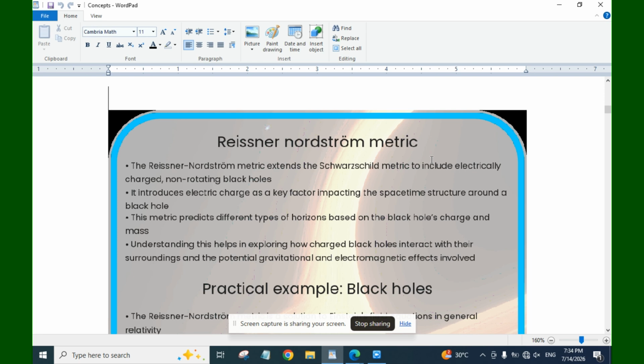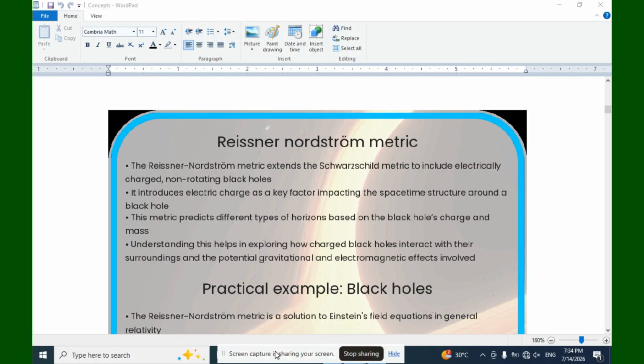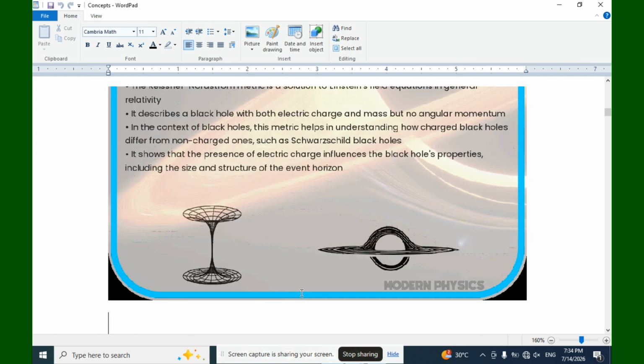The Reissner Nordström metric is a solution to Einstein's field equations in general relativity. It describes a black hole with both electric charge and mass but no angular momentum. In the context of black holes, this metric helps in understanding how charged black holes differ from non-charged ones, such as Schwarzschild black holes. It shows the presence of the electric charge influences the black hole's properties, including the size and structure of the event horizons.